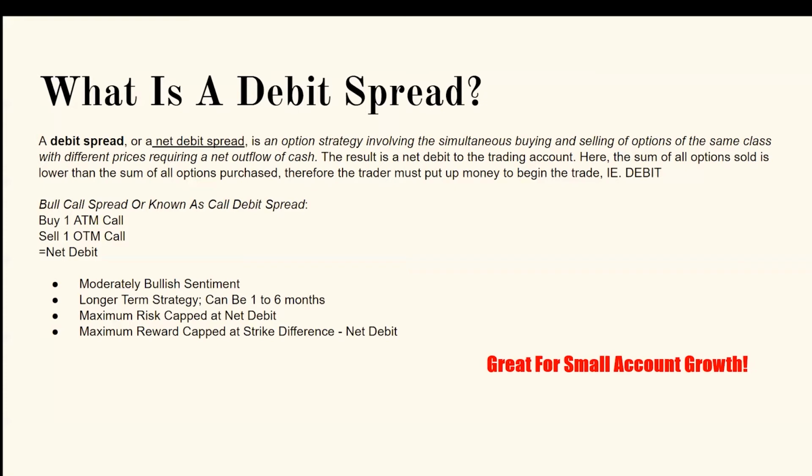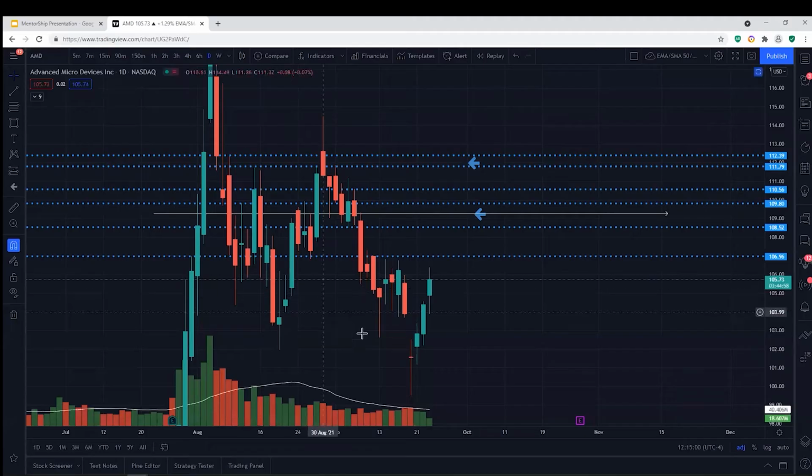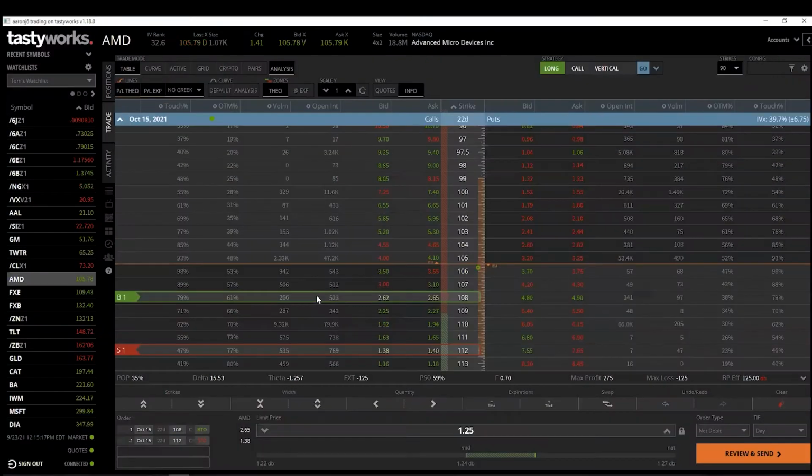So let me give an example of what a bullish position debit spread would look like. So let's just pull up AMD. Let's just say this is going to be a random example. Don't go out and do this right now. But let's just say I am bullish on AMD. I think it's going to go up, and I already put the structure in right here. So I'm going to be buying the 108 call for October 15th, and then selling the 112 call, thus creating pretty much the hedge and the spread.